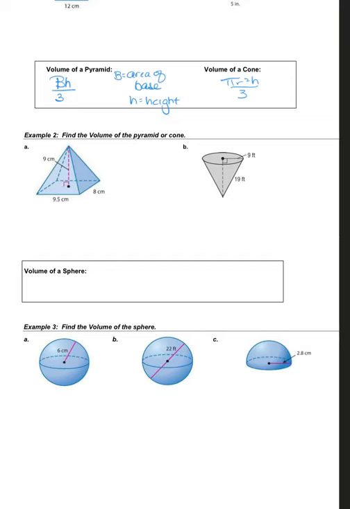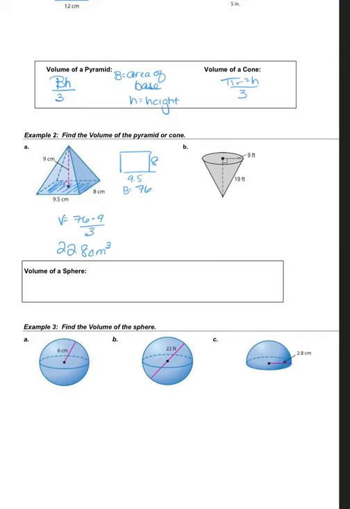So if I look at example 2, we see that the base here is this rectangle on the bottom. So this rectangle is 9.5 by 8. So 9.5 times 8 gives us an area of 76. So your capital B is 76. Now to find your volume, you're just going to do 76 times 9 divided by 3 for a total of 228 centimeters cubed.